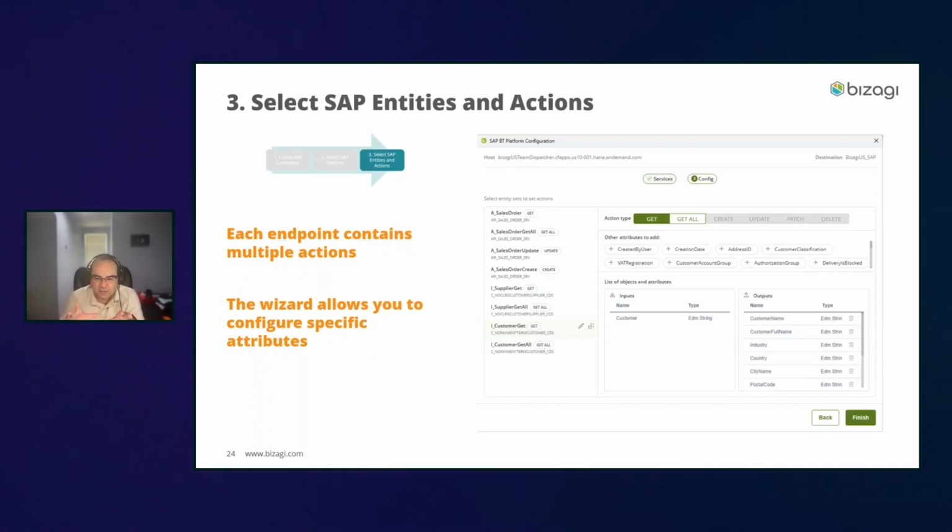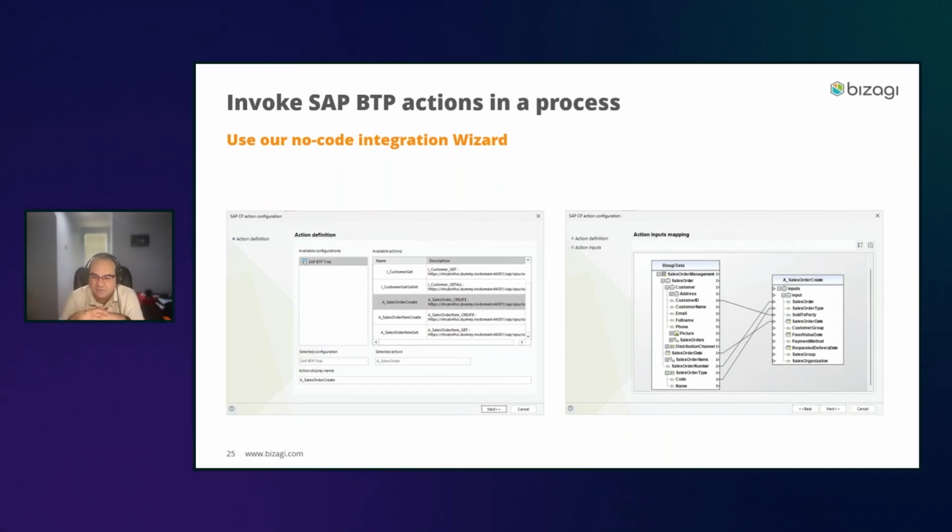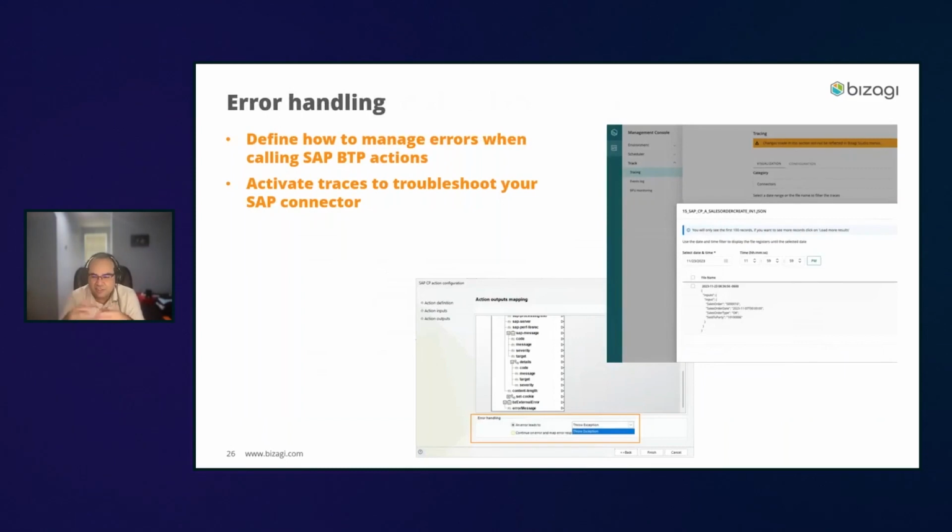Once we configure all these things, the next step is actually to map that information or invoke those actions in our process. And this is going to be the same integration wizard that we've been using with all the possible connectors that we have in Bizagi, and that's very, very important because regardless of the technology, we use the same approach. And finally, of course, we can manage errors and we can see what's happening, and all those things are going to be managed by Bizagi.